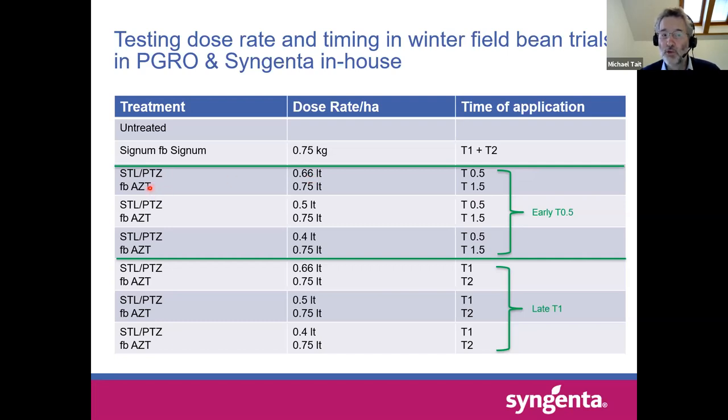And in all cases, you can see that the second application is Amistar at 0.75 litre. Although I've called this late, it probably should have been called standard timing. We've got a standard T1 and T2 timing that Leah also mentioned in her talk earlier on. And again, we've got the three different rates of our product in there. So this was the sort of setup for the trial that we did for the winter bean work. And I'll show you a few experiments where that's been carried out.